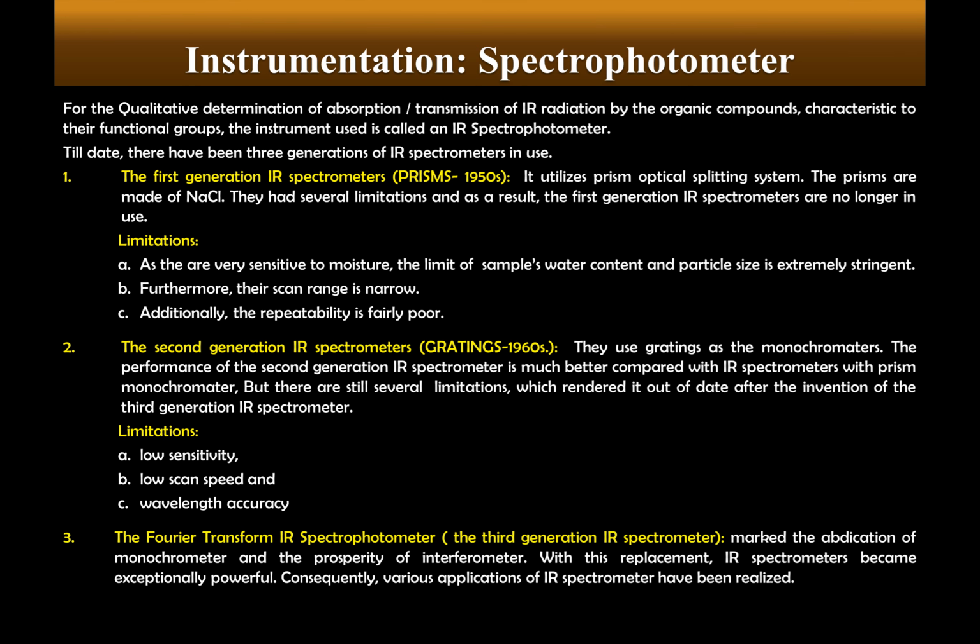And so this led to the third generation, which is the modern Fourier transform IR spectrophotometer. These marked the abdication of the monochromators and led to the prosperous use of the interferometer. With this replacement, the IR spectrophotometers became exceptionally powerful, and various applications of this are now being realized, which we are going to see.